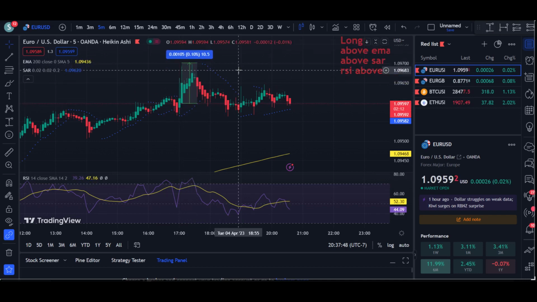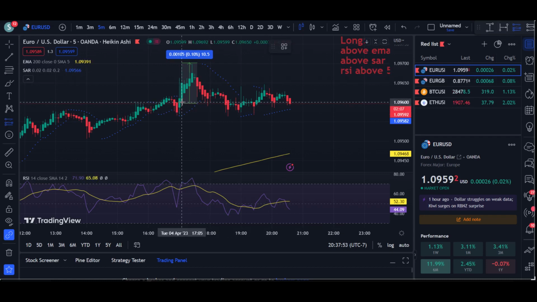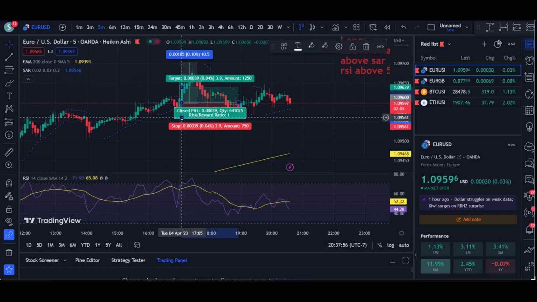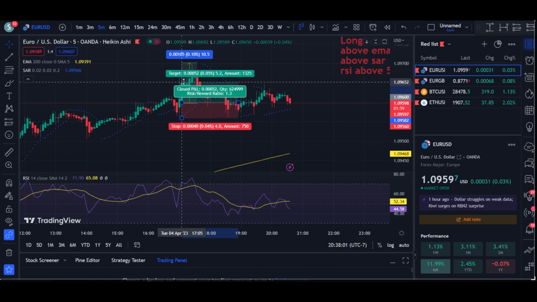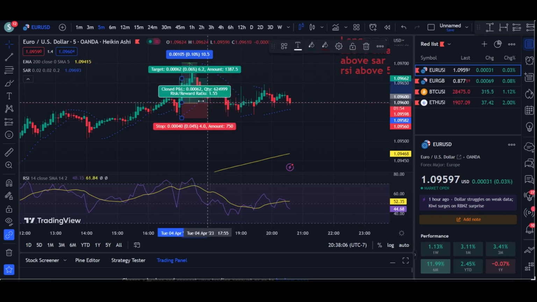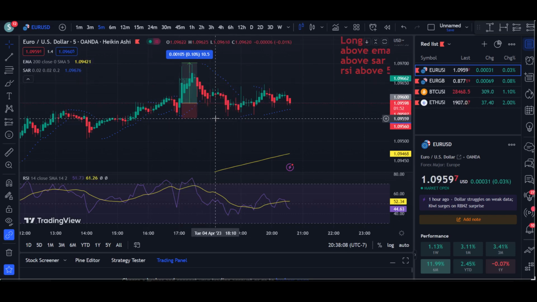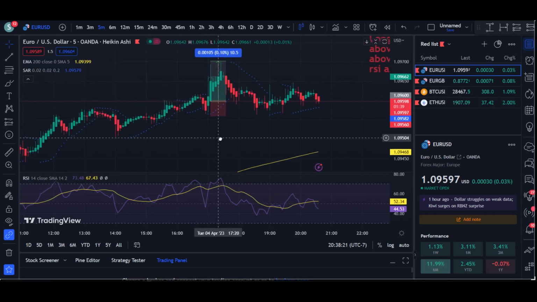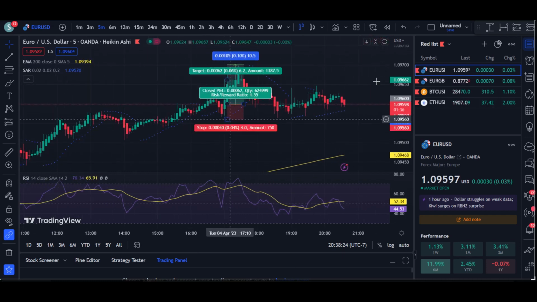Then as far as exiting a trade, what I like to do is use a risk reward ratio. I will take my first take profit at the 1-to-1 risk reward ratio, and then I'll take more at the 1.5 risk reward ratio. After that, if the trade is still open, I'll move my stop loss up to the entry point, and then I will close the trade either when a red candle appears or when the SAR has flipped, whichever one occurs first. So as you can see, this would have been a potential winning trade. This one right here also would have been a winning trade.